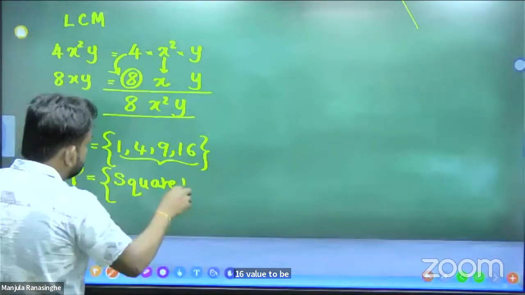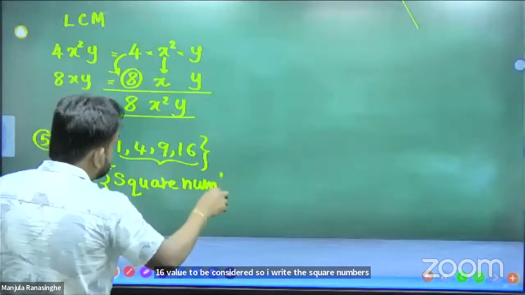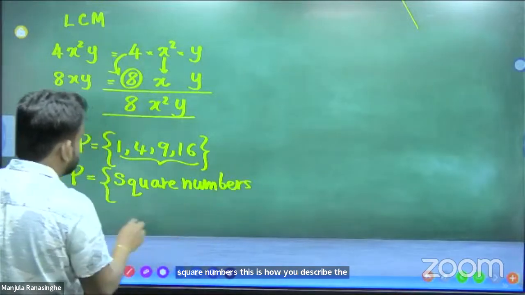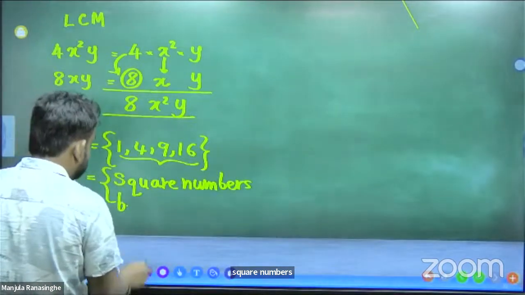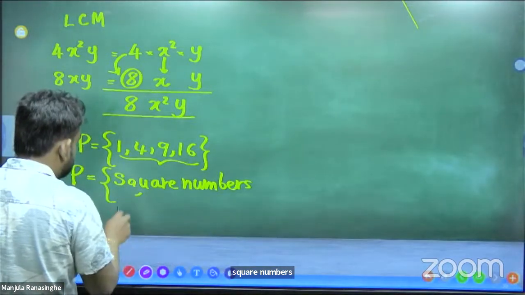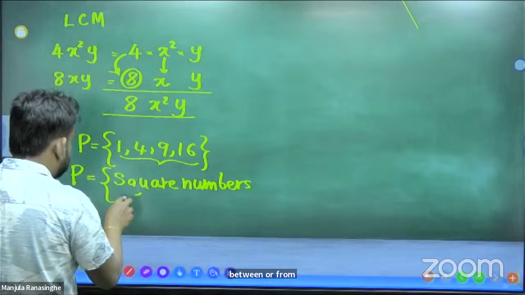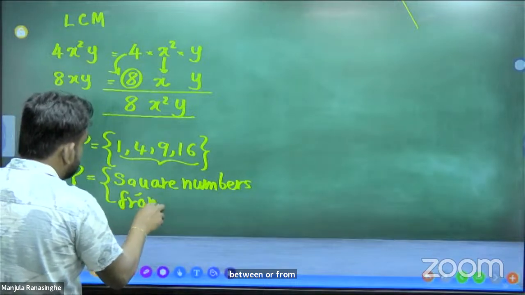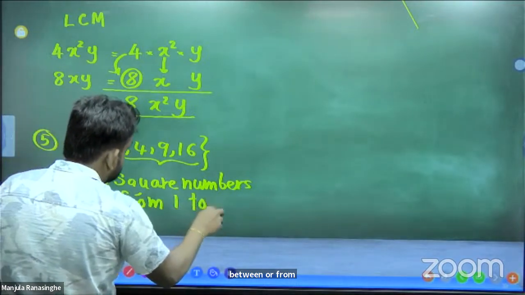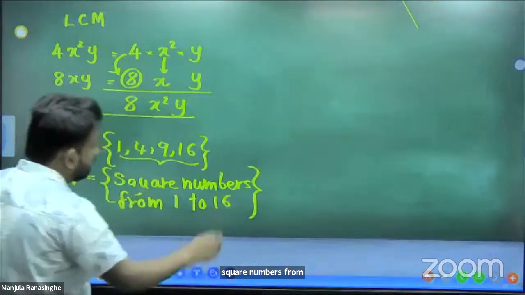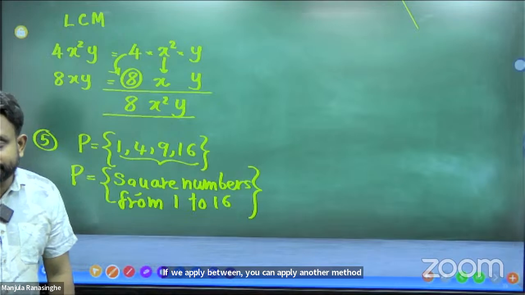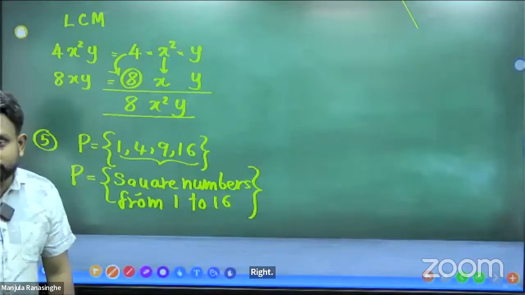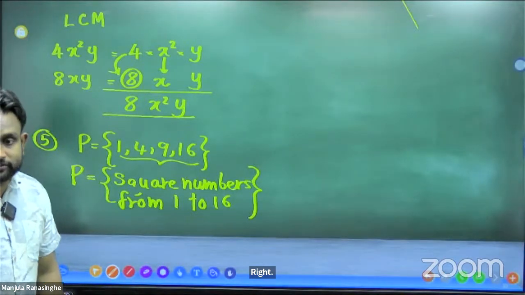So square numbers, this is how you describe the sets. Square numbers from 1 to 16. If you apply between, you can apply another method. Okay, that is also okay.